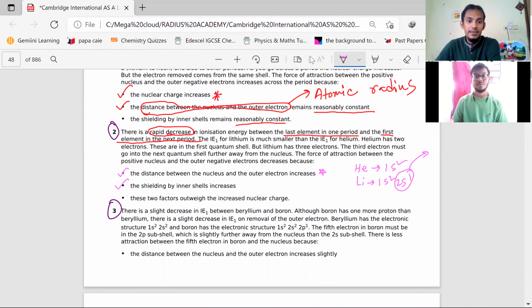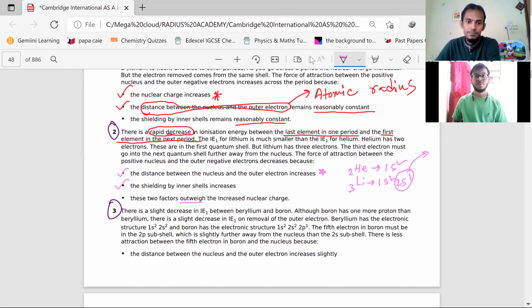আচ্ছা, these two factors outweigh the increased nuclear charge. দেখো হিলিয়ামের 2টা প্রোটন, লিথিয়ামের 3টা প্রোটন. Even though lithiumer nuclear charge is higher than helium, but these two factors, the first two factors, will cancel out or outweigh the increased nuclear charge. Increased nuclear chargeর জন্য লিথিয়ামের আয়নাইজেশন এনার্জি বেশি হওয়ার কথা, বাট বাকি দুইটা ফ্যাক্টর এটাকে আউটওয়ে করে, এই কারণে লিথিয়ামের ফার্স্ট আয়নাইজেশন এনার্জি is much less than helium.